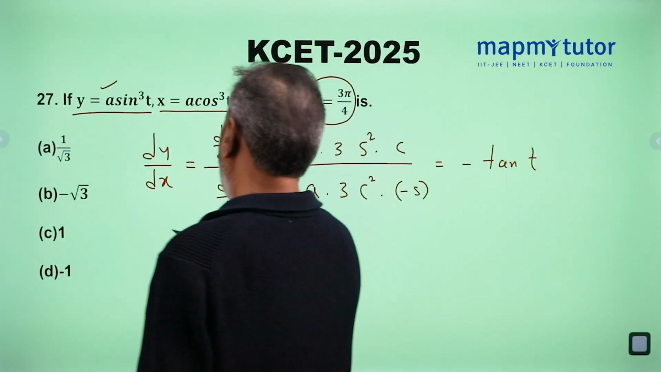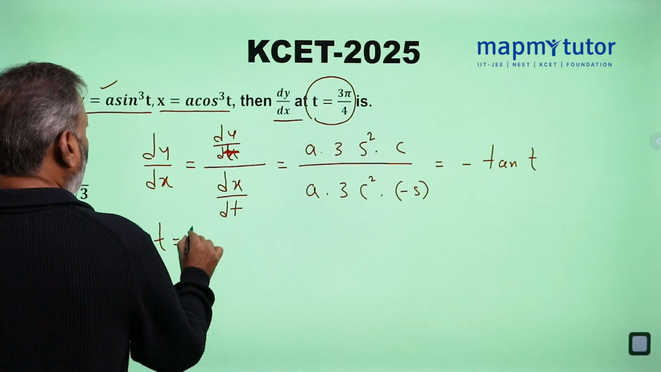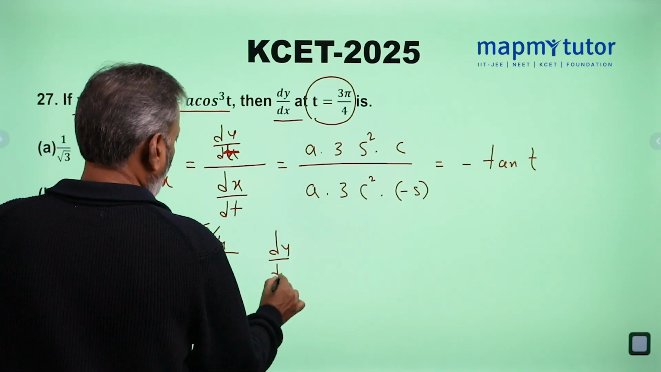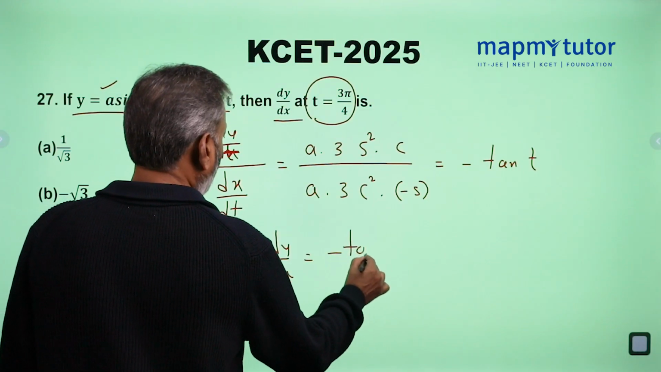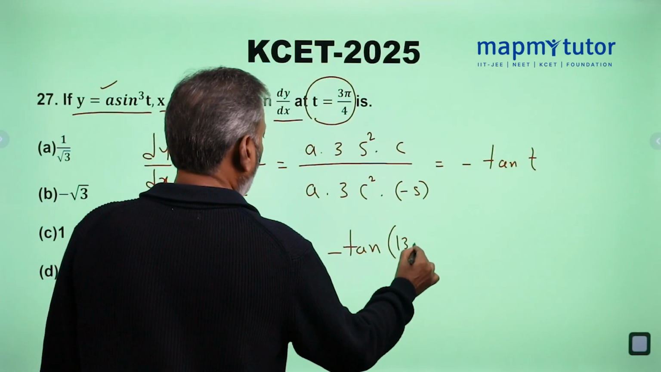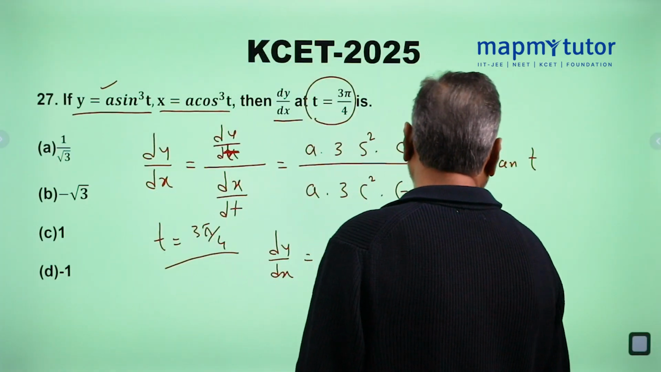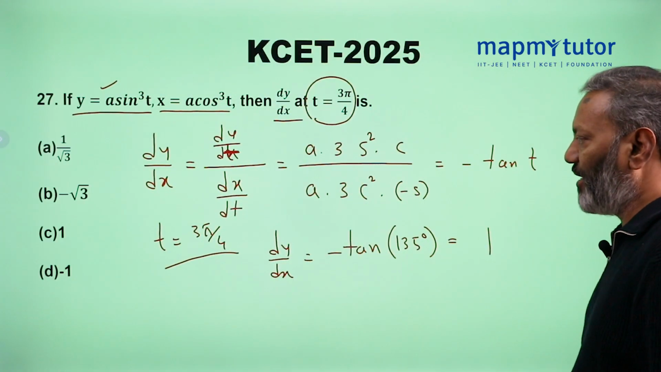of course. But I need it at t equal to 3 pi by 4. Come on, let us calculate. Minus tan 3 pi by 4 is what? 135 degrees, and tan 135 is minus 1. So minus of minus is plus, and therefore it is plus 1.